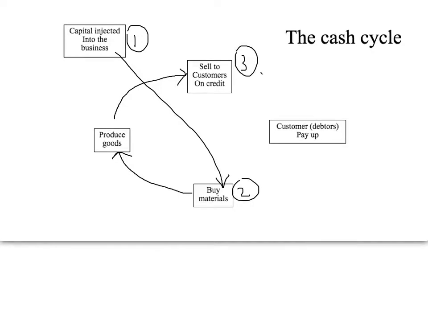So what happens then? We have to consider the amount of time that our cash cycle moves on between selling the goods and then our customers, in business terms called debtors, paying up. Now, hopefully we would be considering that we could do this well.